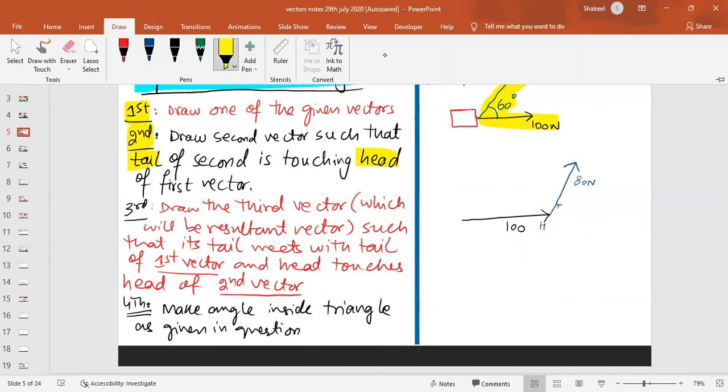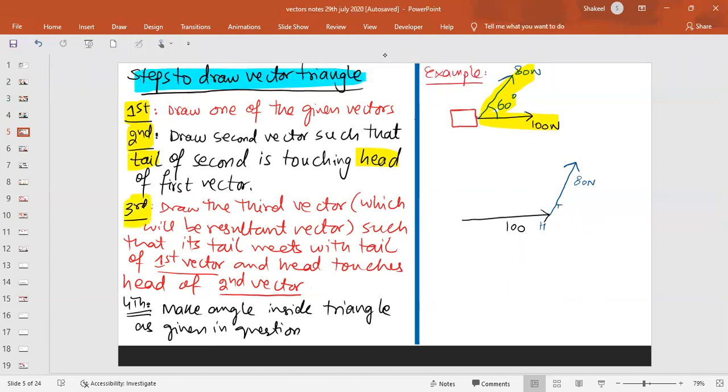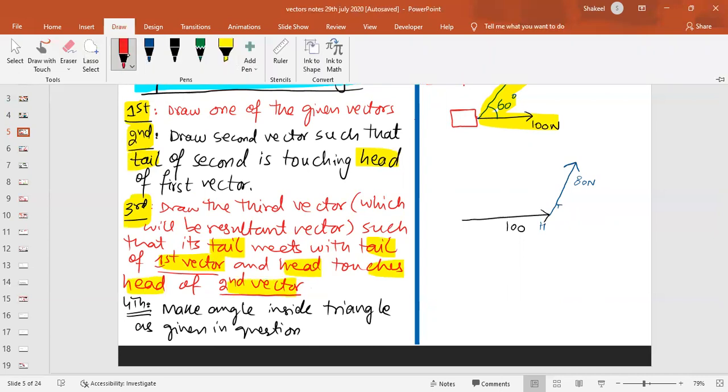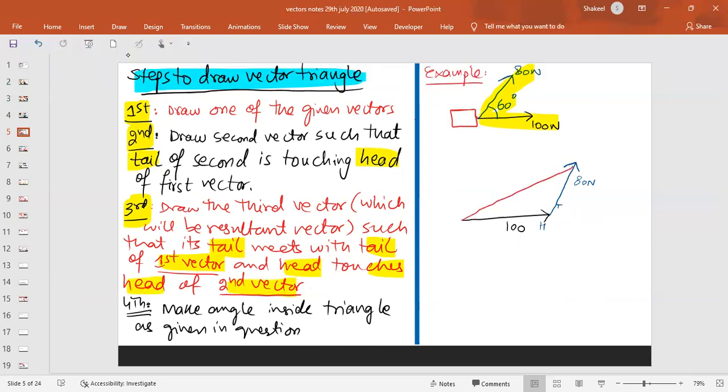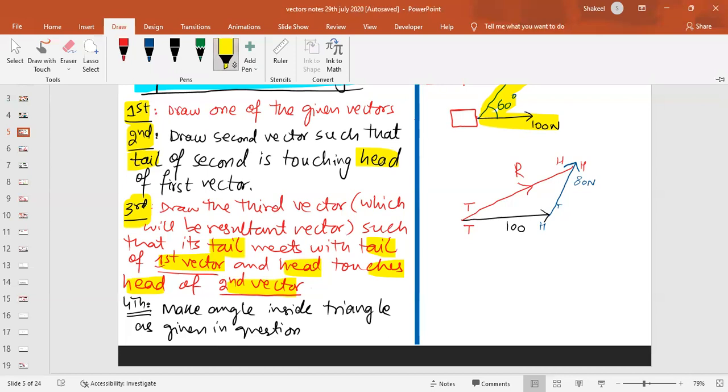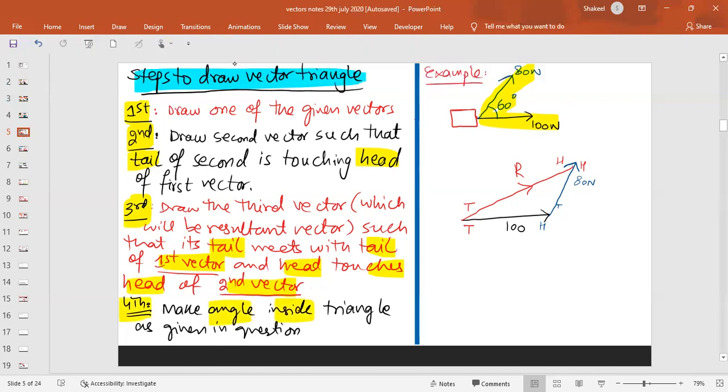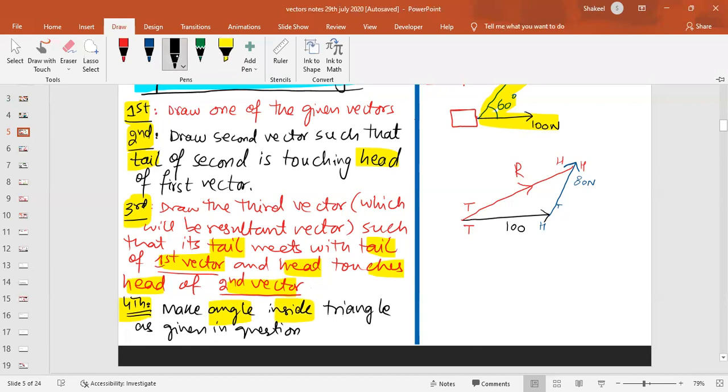Now for the third thing, you have to draw the third vector, which will be the resultant vector, such that its tail meets the tail of the first vector and its head touches the head of the second vector. So let's make that. This third vacant side is actually the resultant. Look, the tail of the resultant is meeting the tail of the first, and the head of the resultant is meeting the head of the second. Okay, now number 4, you have to make the angle inside the triangle as it is given in the diagram. So let's do that.